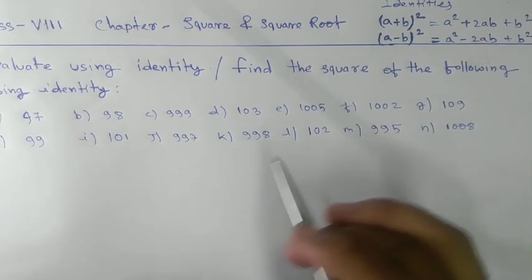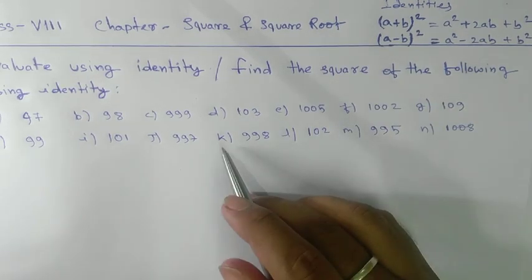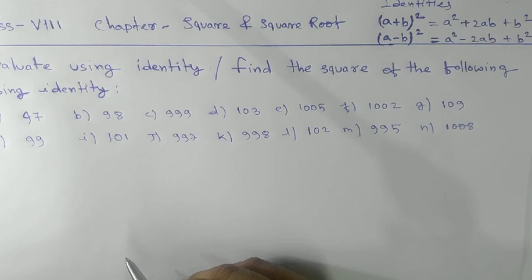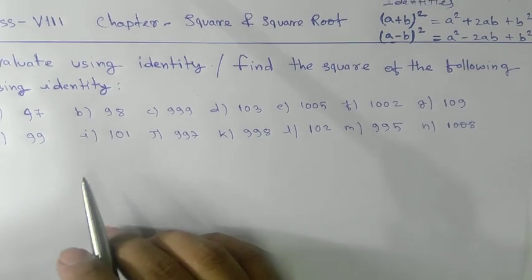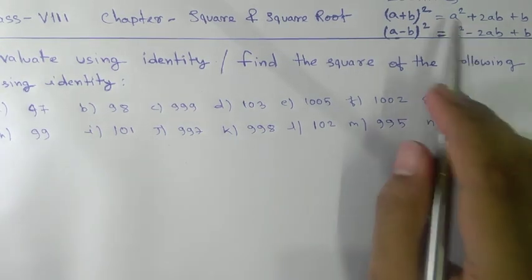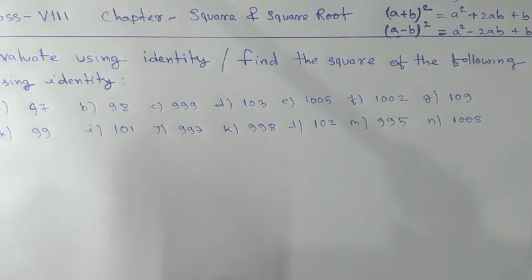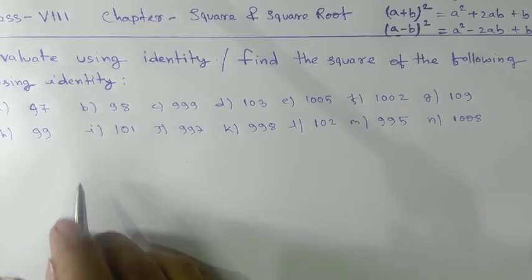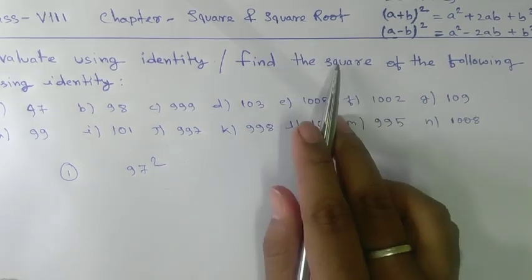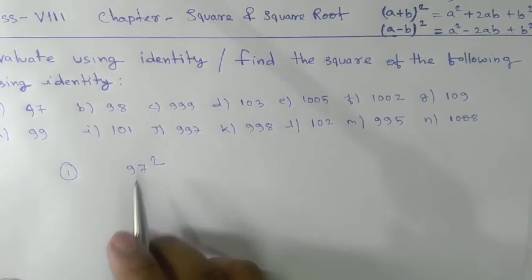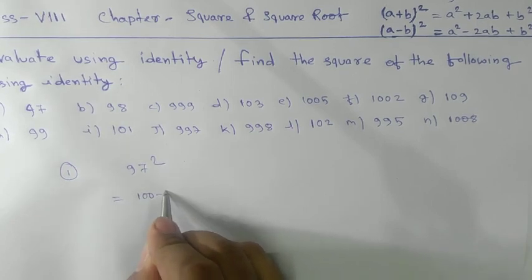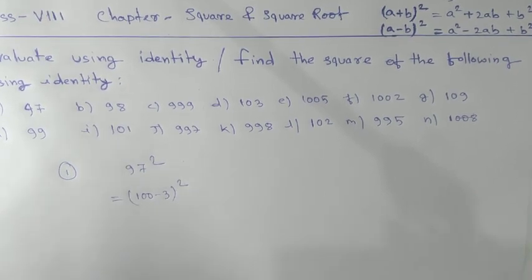We may give 59 also. You can apply this one, no problem, but it will take lots of time, so we're not going to give that type of number. Now let's see. Here we have 97. How are you going to use this formula and solve this one? So here we have two ways to solve this one. One, we take 97 square, that means they are asking to find the square, so we write square here. If we write 97 as 100 minus 3, it will give you 97.